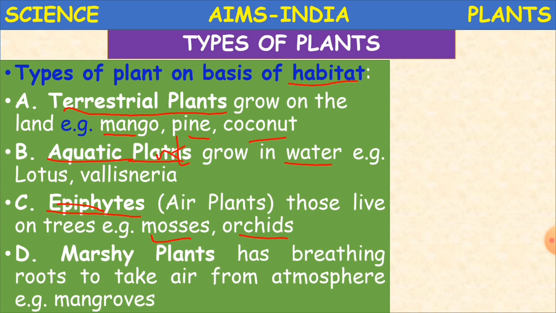Normally if you see these terrestrial plants or aquatic plants, the roots are under themselves, inside the soil or inside the water. But here the marshy plants have got the roots above the soil to take the air from the atmosphere. So they are located in this place that is above the soil. That is why we call them as breathing roots.